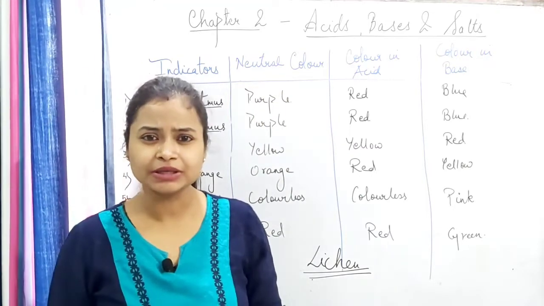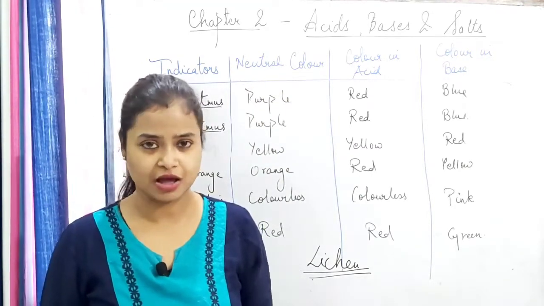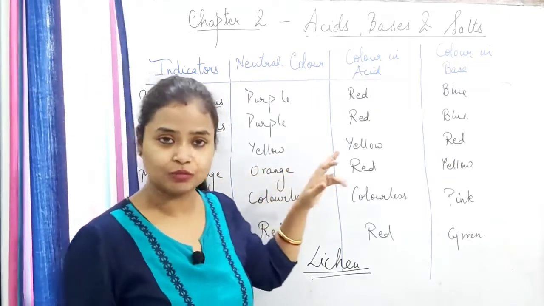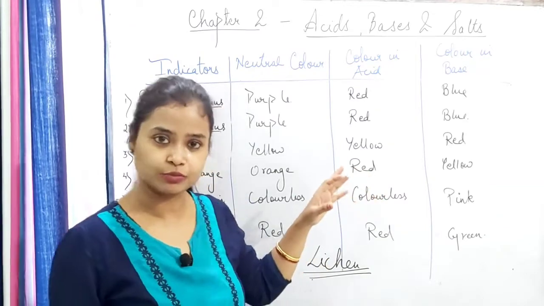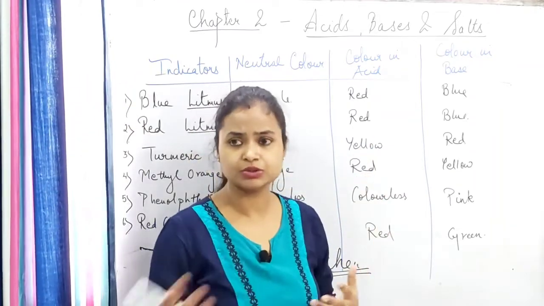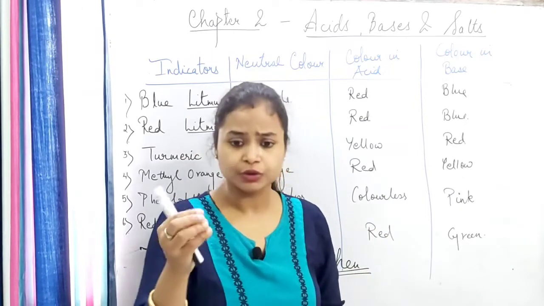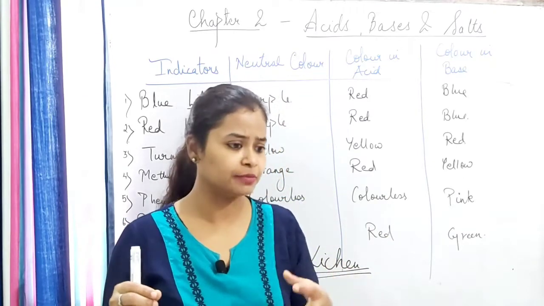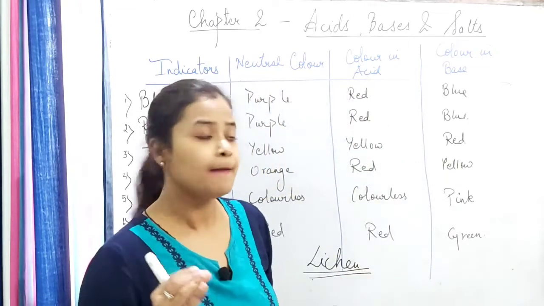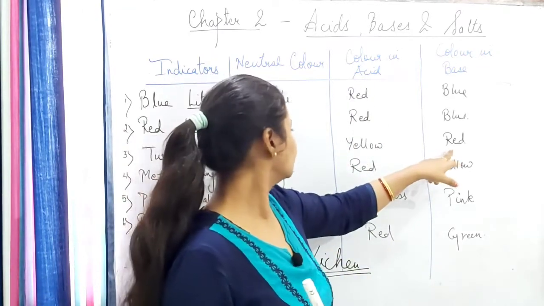Then turmeric. Turmeric is a very common indicator which we have seen in our homes as well. Its neutral color is yellow. All of you might have seen it at your homes. In acid it also remains yellow. This you can test at your homes only. Take some lemon juice and turmeric powder; the color will remain yellow, but in base it will turn red.